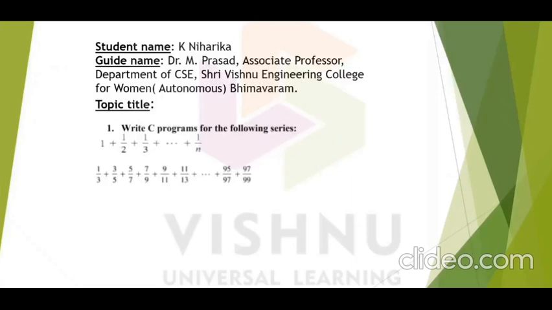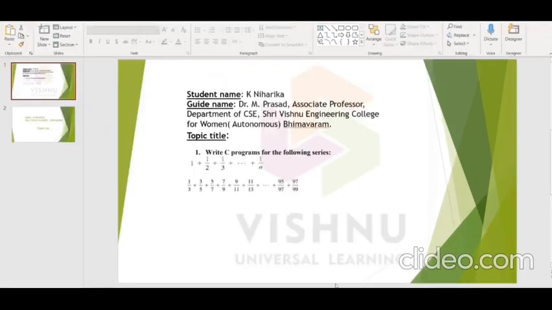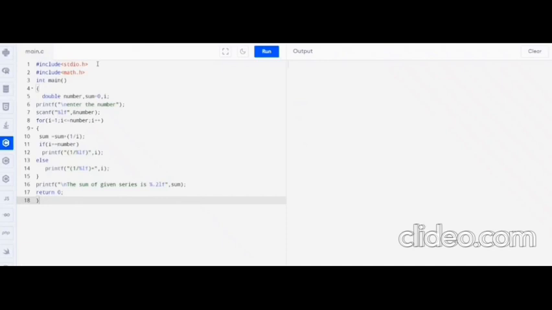And now we are going to discuss how to write C programs for the following two series. The first series is 1 plus 1 by 2 plus and so on up to 1 by n. And the second series is 1 by 3 plus 3 by 5 plus and so on up to 97 by 99. Program: first we have to include header files.